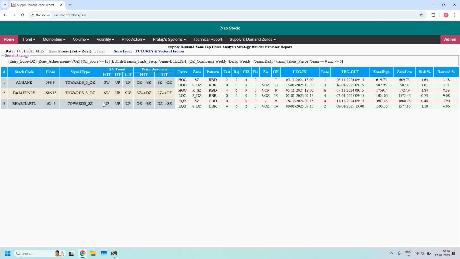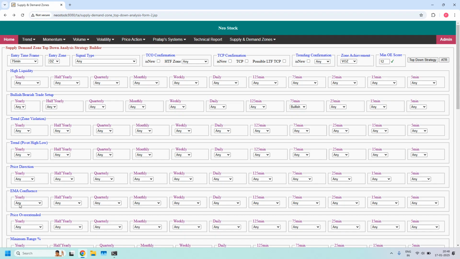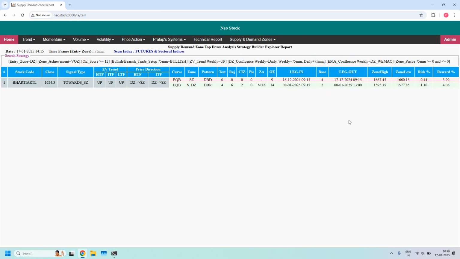This is already having daily demand zone confluence, but let us verify whether it is having weekly also. In the EMA confluence at the weekly time frame, I enable weekly demand zone having weekly EMA confluence. This is an HTF confluence. And the trend should not be sideways on weekly. It can be an uptrend because it is a bullish trade setup. Let's verify. So this is filtered.